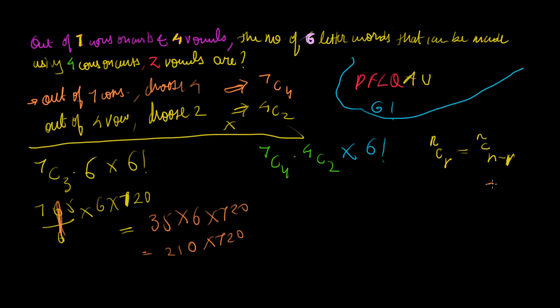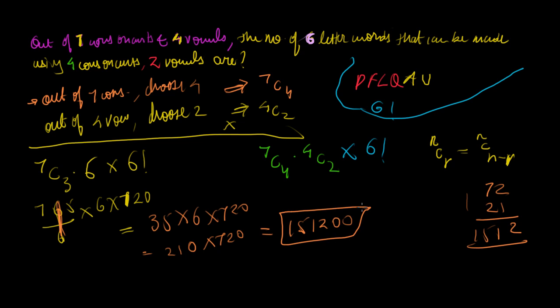Let me do it here. 72 times 21, 7 plus 4 is 11, 1512, and we have 2 zeros in front, so that is 151,200. So there are in total these many 6-letter words that can be made after choosing from 7 consonants and 4 vowels. We choose 4 consonants and 2 vowels, and make 6-letter words. So I guess that's it. We are done.